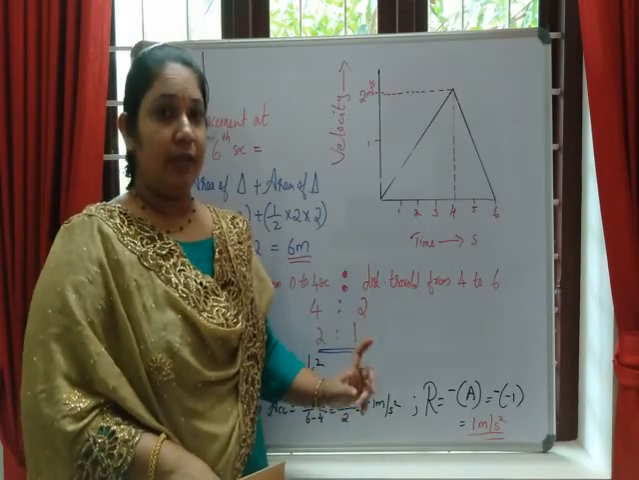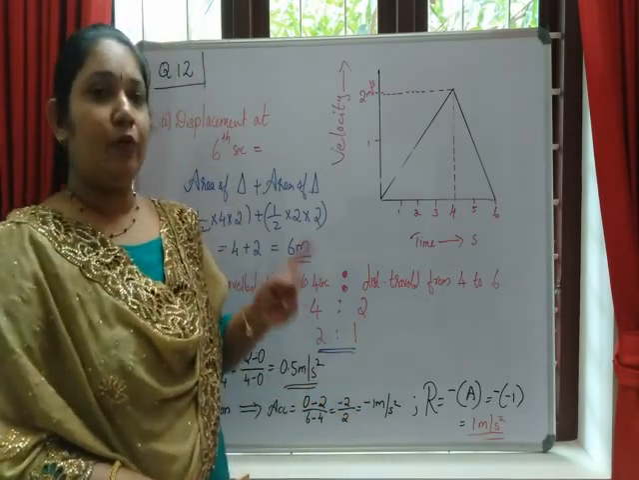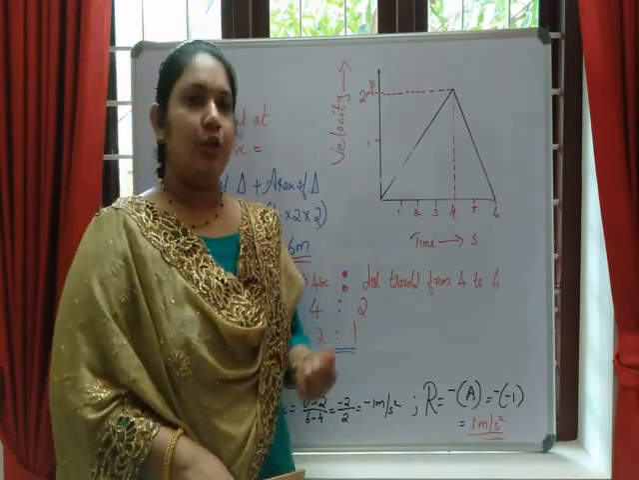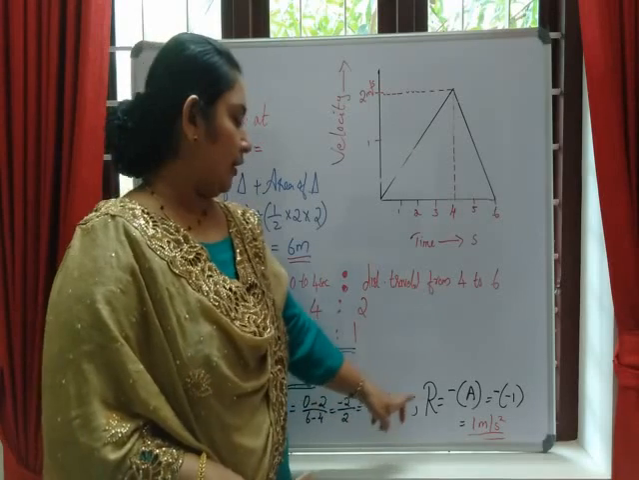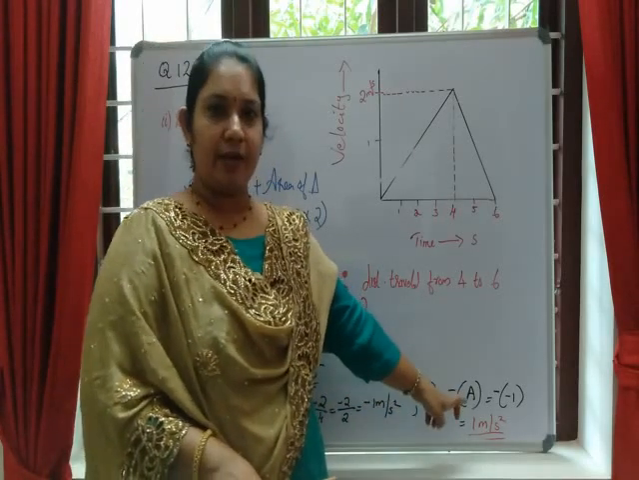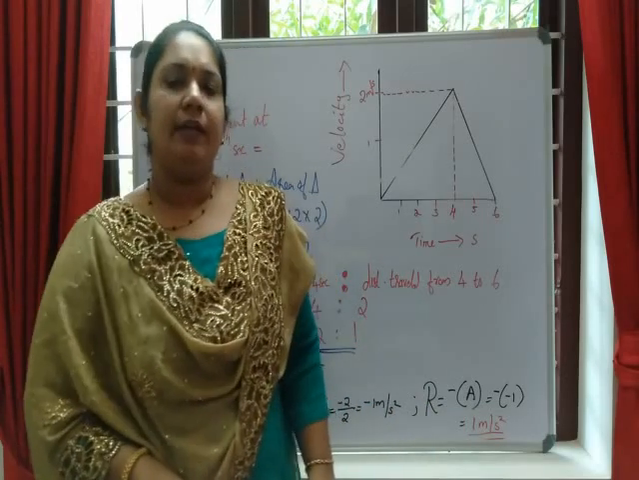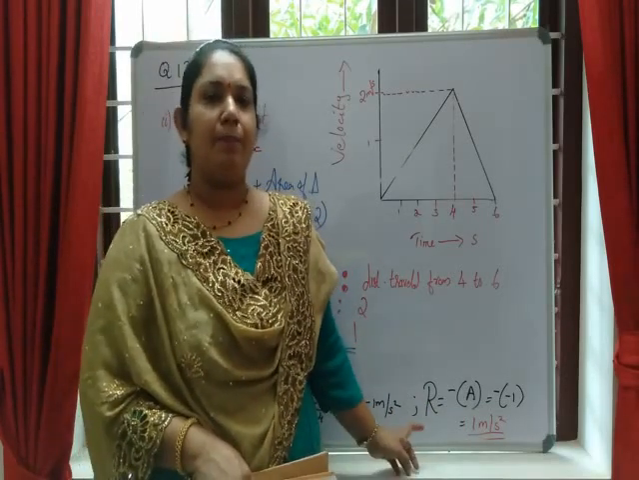So we calculated here acceleration, but our question is to calculate retardation. Retardation is negative of acceleration. So you can write retardation is negative of acceleration. That is negative of negative 1. You will get positive 1 meter per second square.